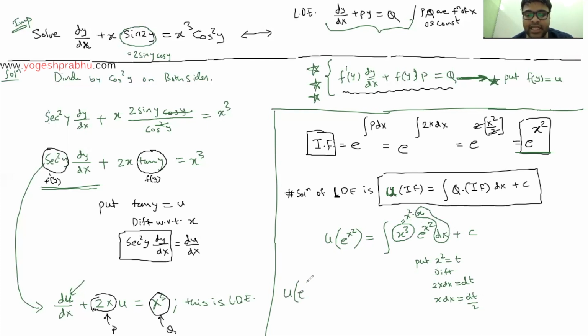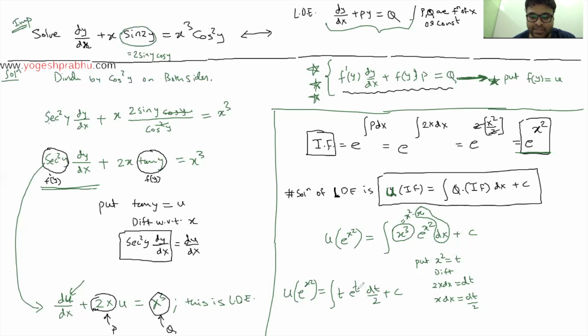So let me write down this answer. U times e raised to x square is equal to the integration of x cube, which I'll split and write as x square into x, and the x square value is going to be t. Then e raised to x square is going to be e raised to t. And x dx becomes dt by 2, plus c. That's the simplified version of the formula.